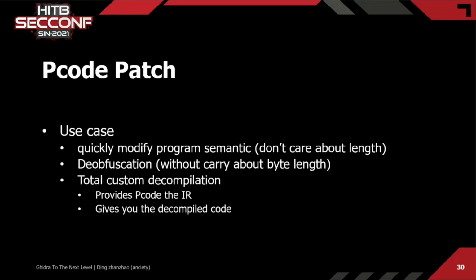I know that if you patch the bytes of the instruction, you can also get a similar result. But the difference is, sometimes there is only a little space you can use in the instruction bytes. But if you patch the pcode, you don't need to care about that. Another thing to mention is obfuscation. The same as above, you don't need to worry about length. That is the major reason we still provide a scripting interface. And the final one, I like this one the most, is to allow total custom decompilation. You provide Ghidra the pcode IR, it gives you the decompiled code. I really like this use case. We'll be talking about it later in detail.